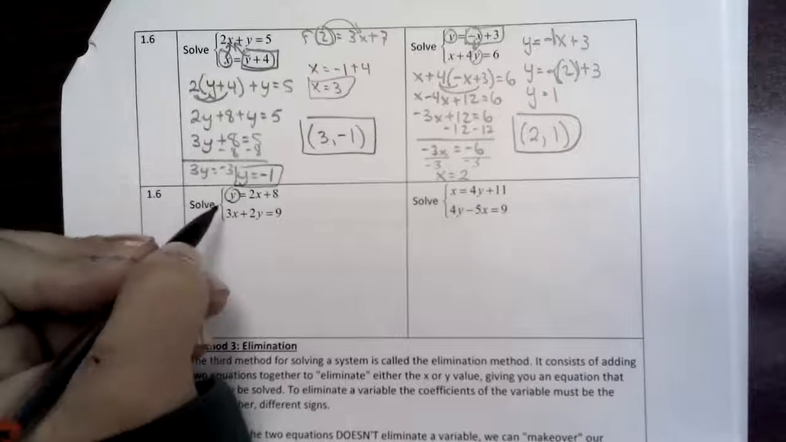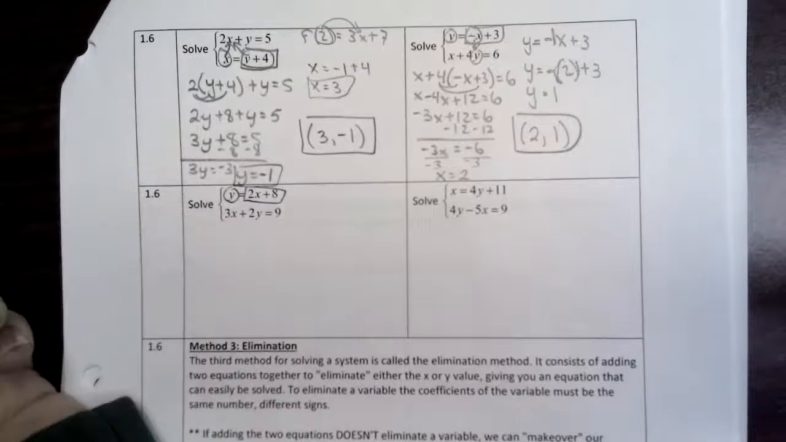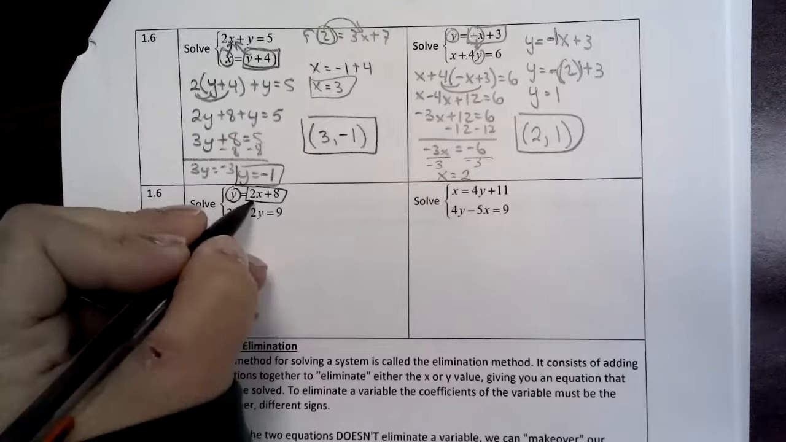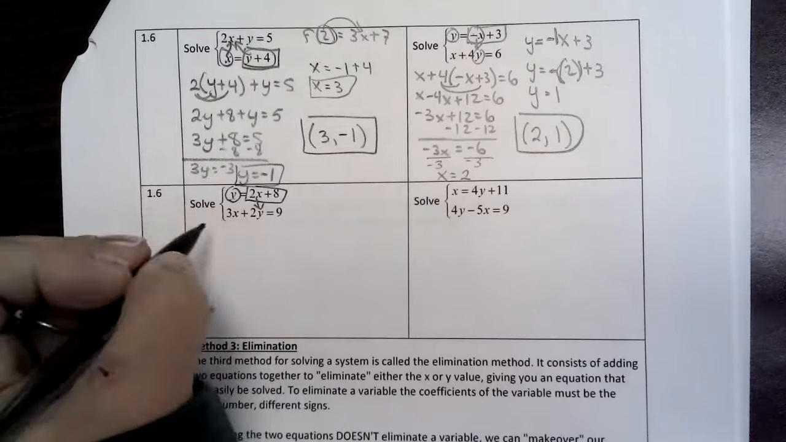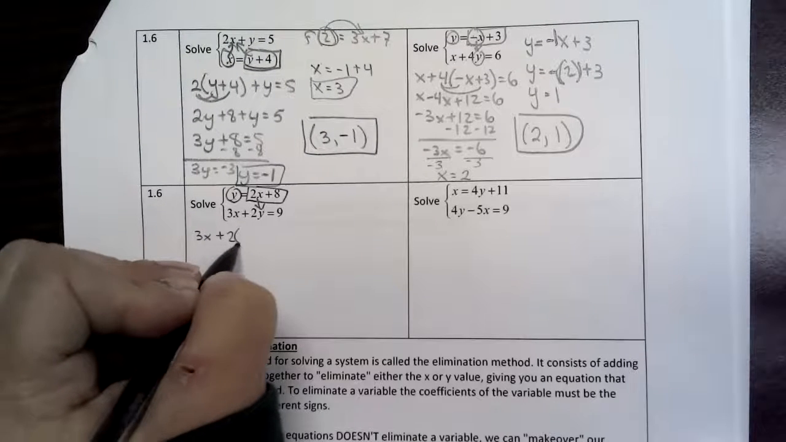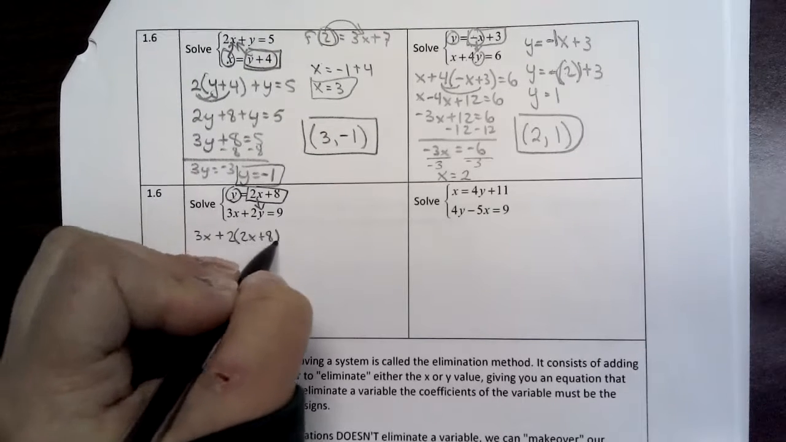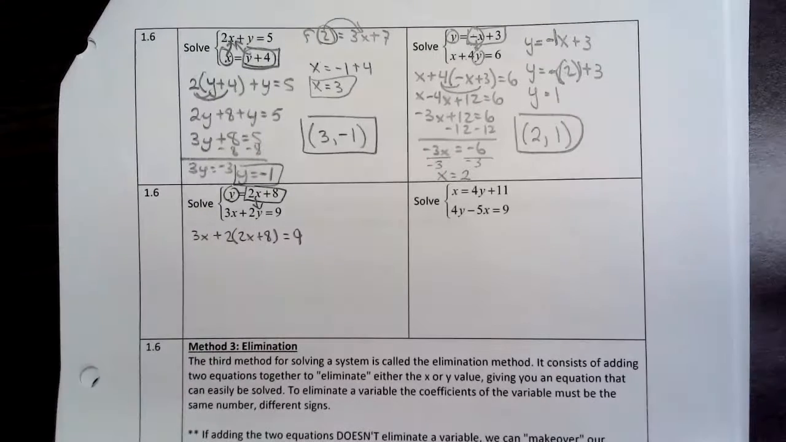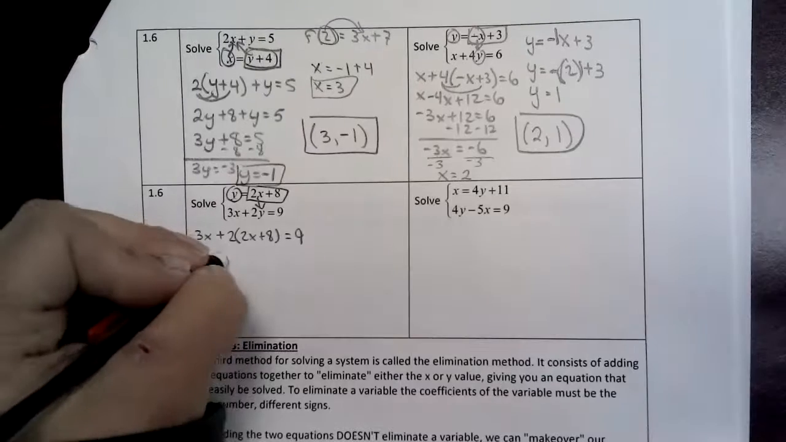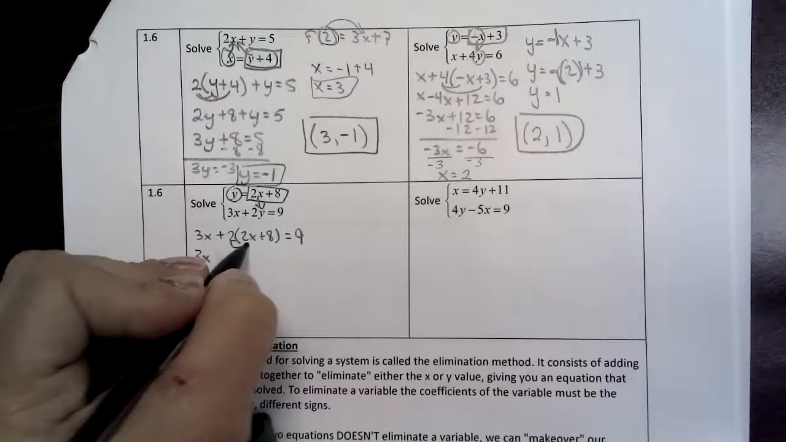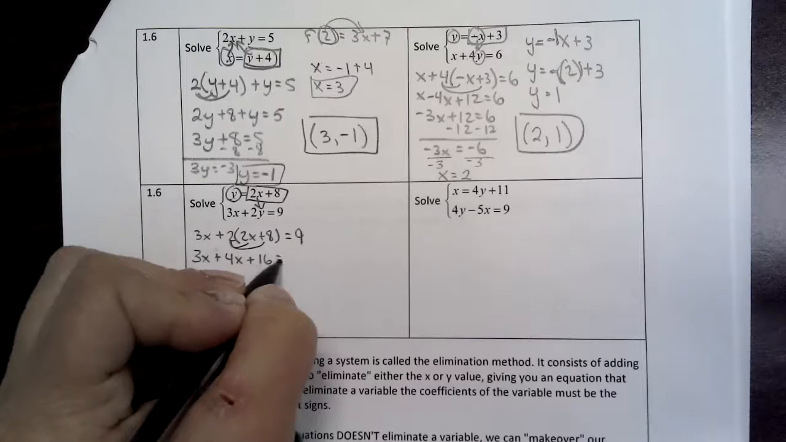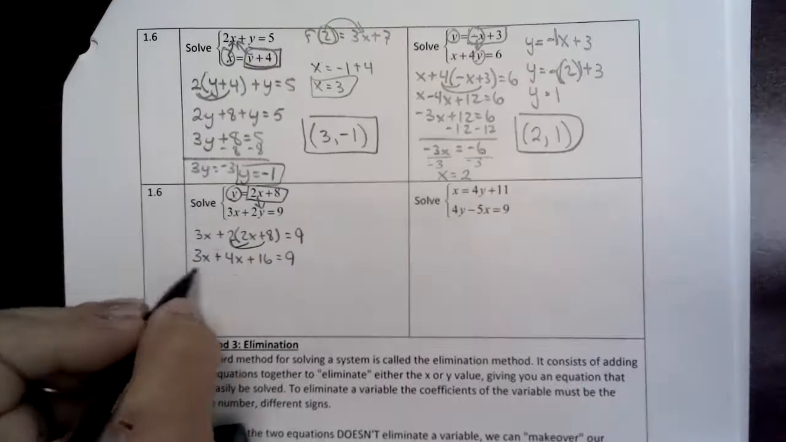Let's take a look at the next one. So the next one, same thing. I have it already in a y equals. I can easily plug this in. So anywhere I see a y, I'm going to plug 2x plus 8 in. So 3x plus 2 times 2x plus 8 equals 9. So I have 3x, oh, not equals, not yet. So I'm going to distribute this 2, so I get plus 4x plus 16 equals 9.